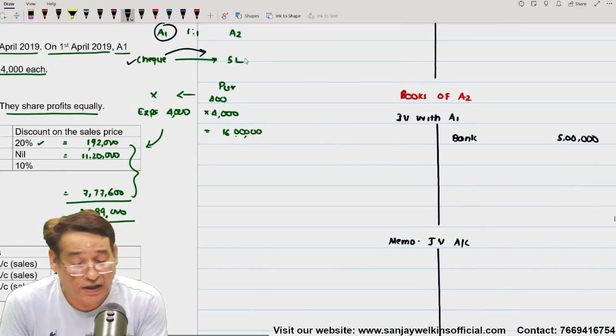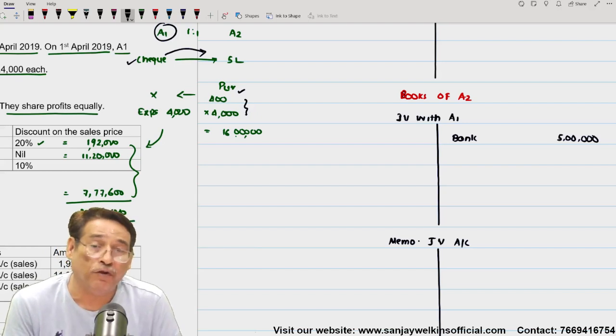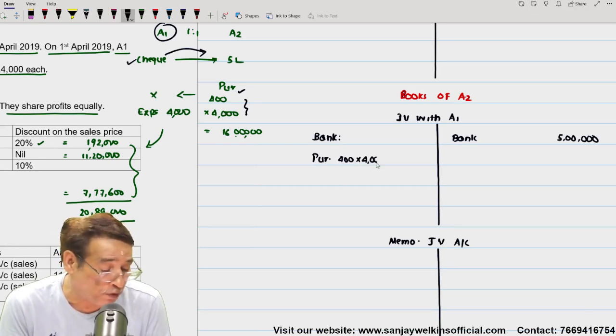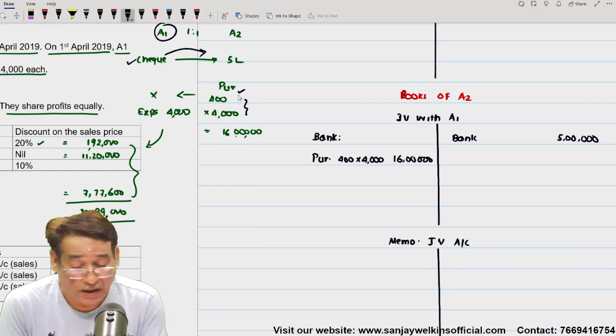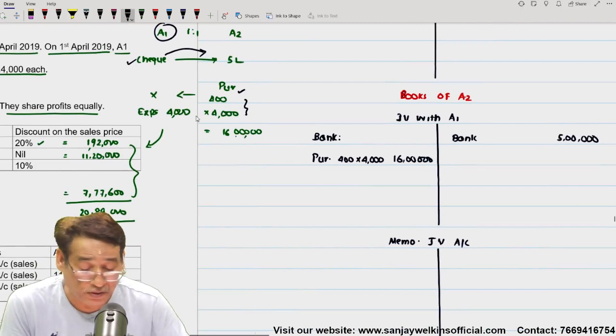Now we are given that A2 has purchased 400 AC at the rate of 4,000. So in the books of A2, we are going to write here to bank, purchases. As far as purchases are concerned, that is 400 AC at the rate of 4,000, if you want to show, 16 lakhs. And then he has incurred any expenses. A2 hasn't incurred any expenses.